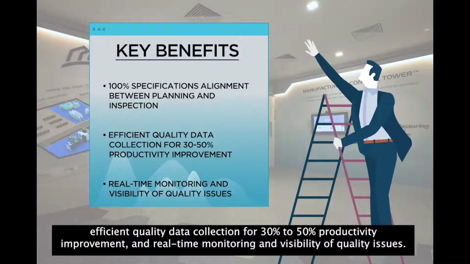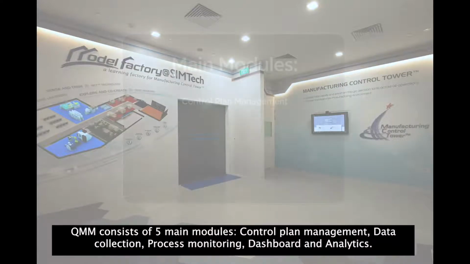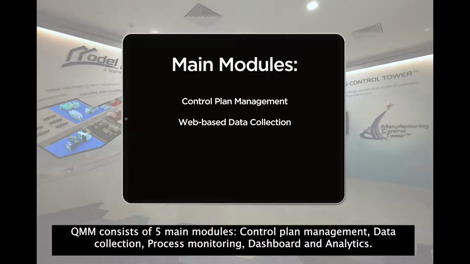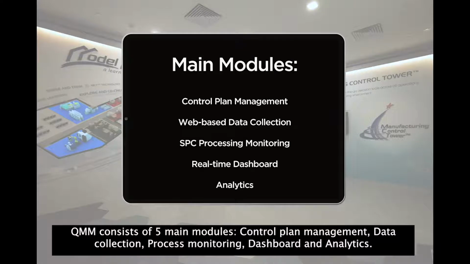The key benefits of QMM are 100% specifications alignment between planning and inspection, efficient quality data collection for 30 to 50% productivity improvement, and real-time monitoring and visibility of quality issues. QMM consists of 5 main modules: control plan management, data collection, process monitoring, dashboard, and analytics.